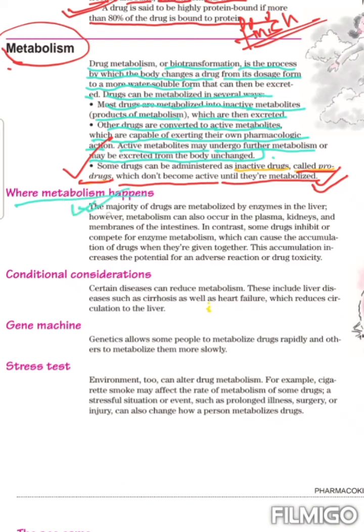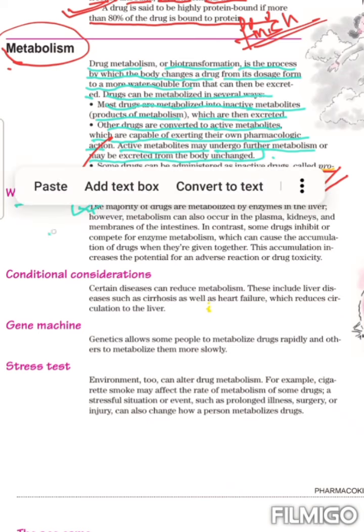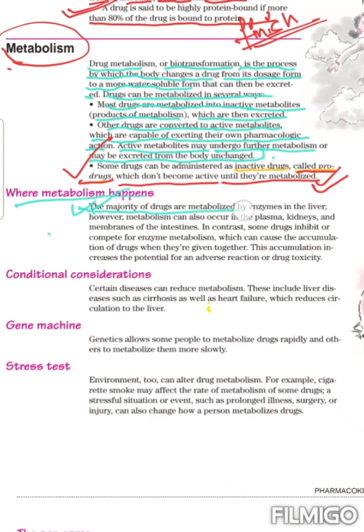It's very important, everyone knows. Okay, the liver is the main organ where the metabolism is happening. The majority of drugs are metabolized by enzymes in the liver. However, metabolism can also occur in the plasma, kidney and membranes of the intestine. In contrast, some drugs inhibit or compete for the enzyme metabolism, which can cause the accumulation of a drug when they are given together. This accumulation increases the potential for an adverse reaction or drug toxicity.